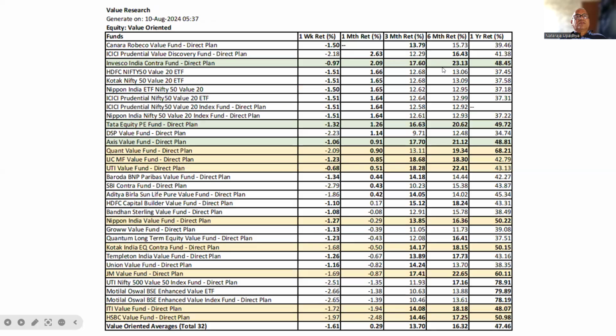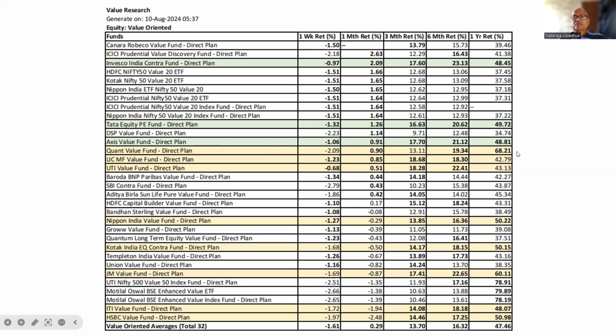So next we are moving to value-oriented funds. There are 32 value-oriented funds. The ones that made it to green status are Invesco India Contra Fund, Tata Equity PE Fund, Axis Value Fund. The best monthly return, 2.09%, was by Invesco India Contra Fund, and the least is 0.91% by Axis Value Fund.